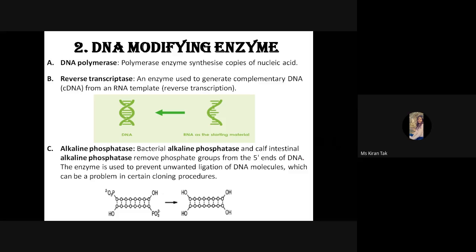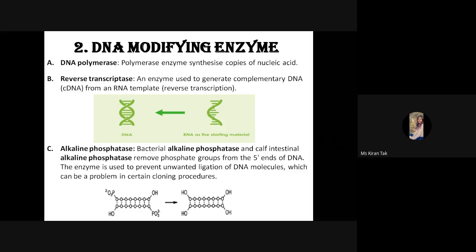The first is DNA polymerase. The function of polymerase is to synthesize a copy of nucleic acid by elongation, forming a new DNA from the template DNA. The next is reverse transcriptase. It is an enzyme used to generate a complementary DNA from an RNA template, and the process is known as reverse transcription.